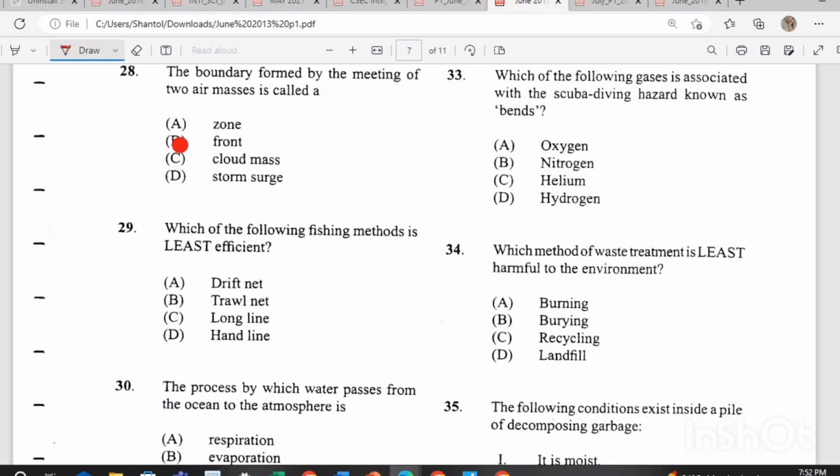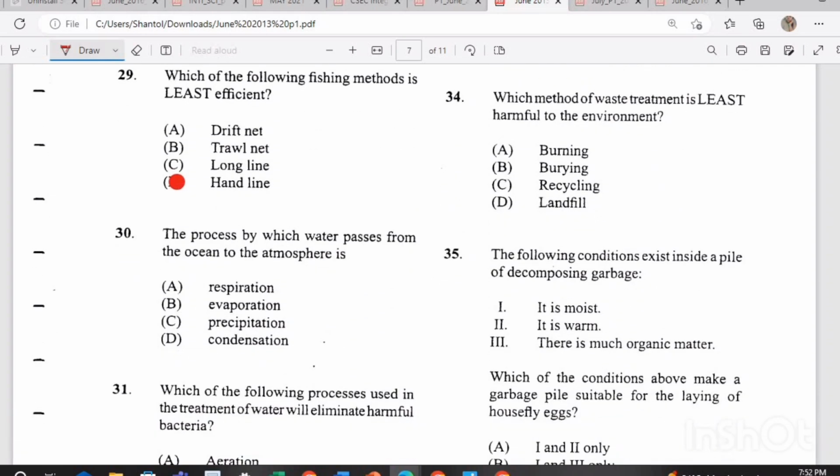called a front. Which of the following fishing methods is least efficient? Is it a drift net, a trawl net, a long line, or a hand line? The answer is D, a hand line. 30. The process by which water passes from the ocean to the atmosphere is A, respiration, B, evaporation, C, precipitation, or D, condensation. The answer is B, evaporation.